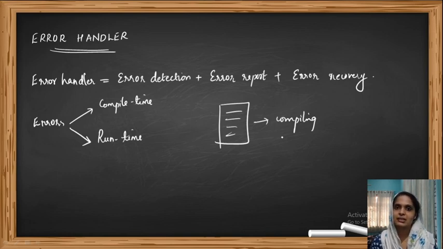And the second category is the runtime errors. That means during runtime, or during the execution of the program, we encounter some errors. For example, suppose we input some wrong values, it can cause some errors. It can be considered a runtime error. Okay. So here in compiler design, we will be dealing with the compile time errors only.